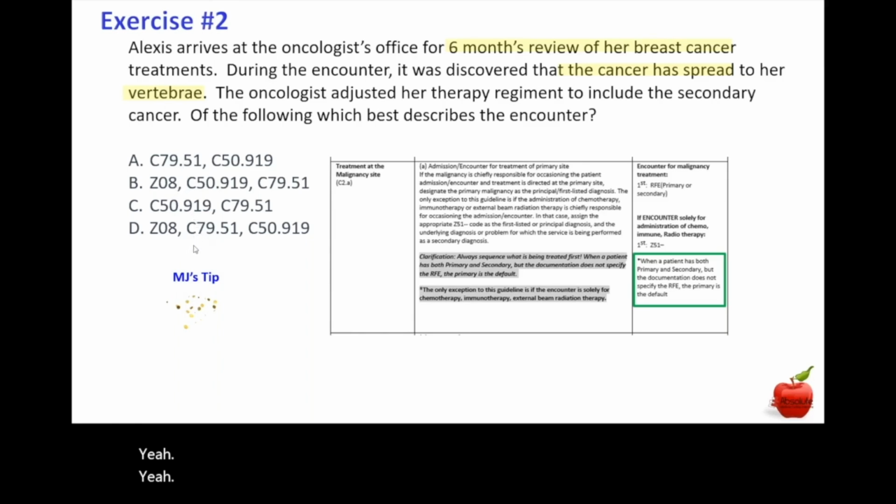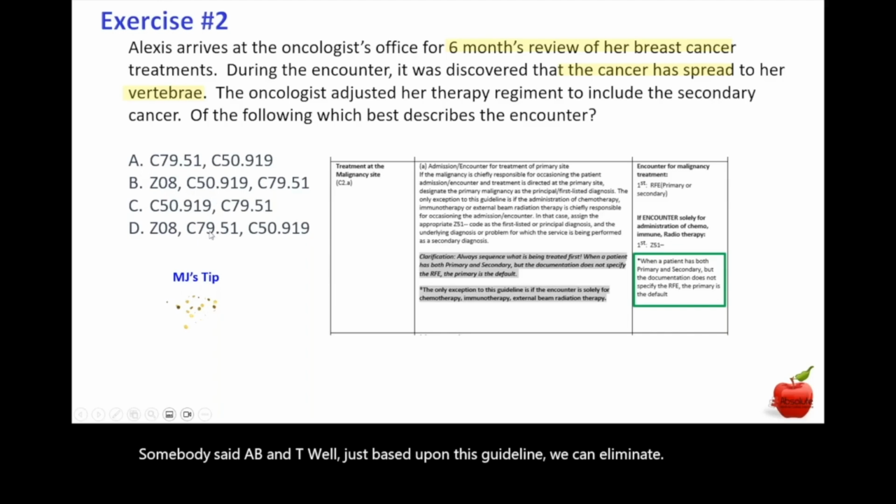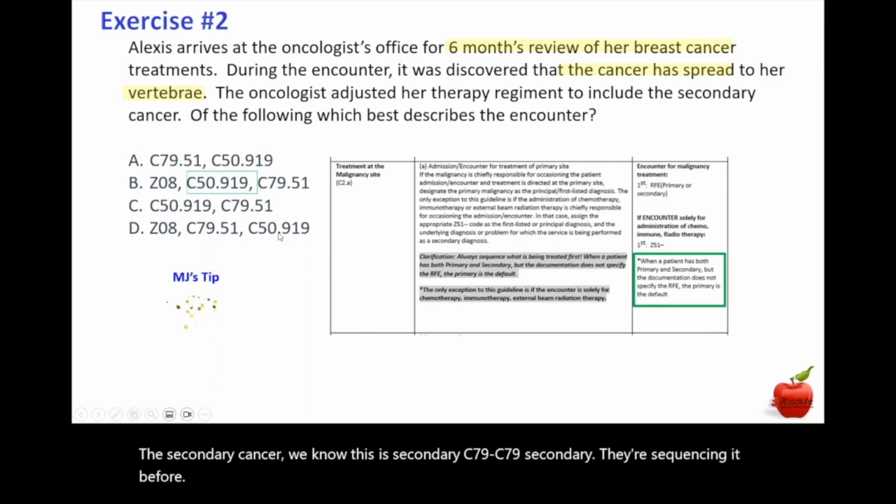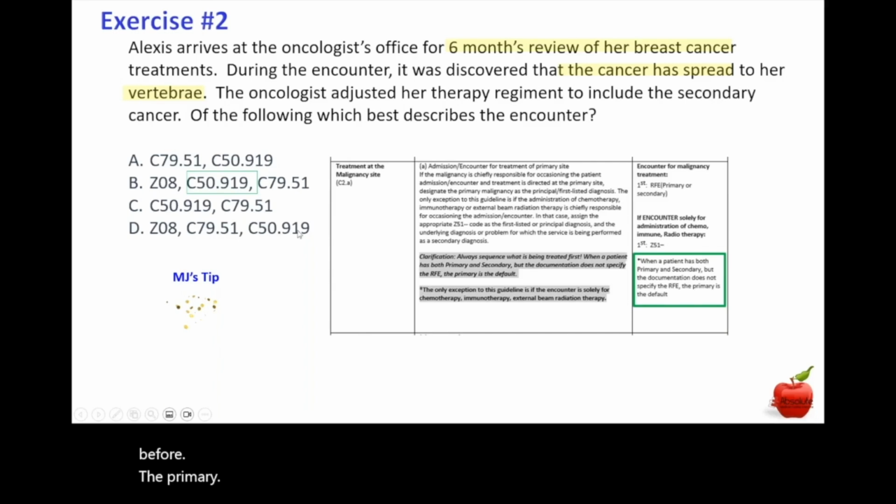Somebody said A, B, and D. Well, just based upon this guideline, we can eliminate A and D. The secondary cancer, we know this is secondary, C79 secondary, right? And B and C are sequencing the primary before the secondary.